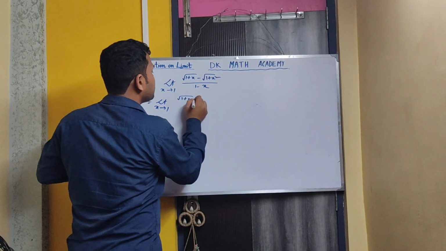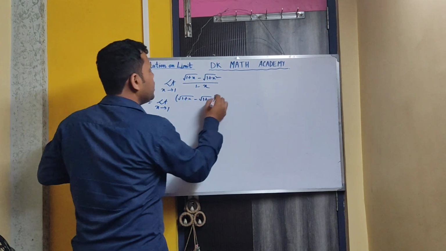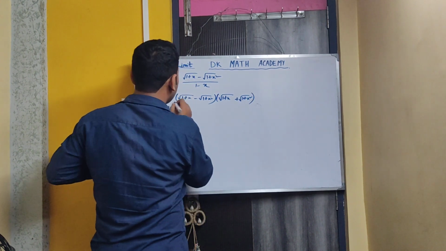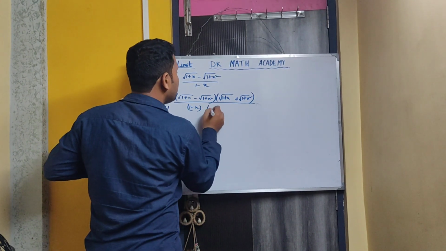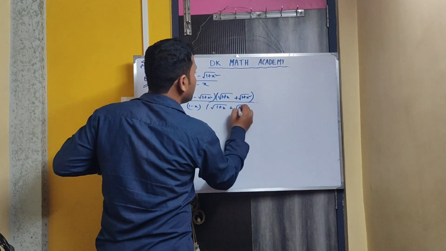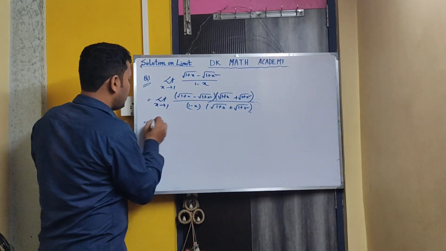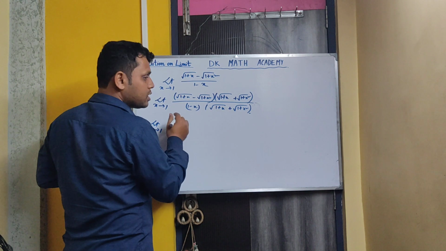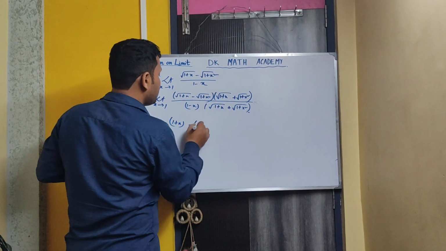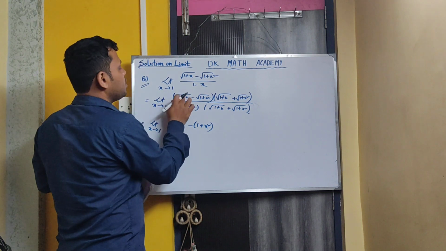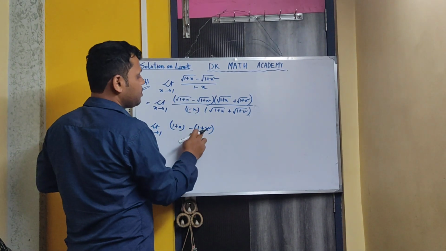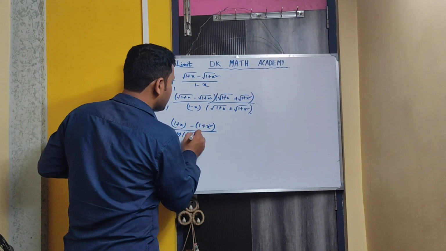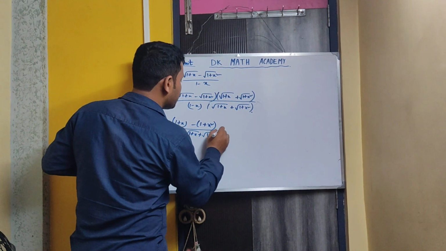Root over 1 plus x minus root over 1 plus x square, into root over 1 plus x plus root over 1 plus x square, divided by 1 minus x into root over 1 plus x plus root over 1 plus x square. Now this is a plus b into a minus b, that is a square minus b square, that is 1 plus x minus 1 plus x square. Its square means 1 plus x and its square means 1 plus x square, divided by 1 minus x into root over 1 plus x plus root over 1 plus x square.